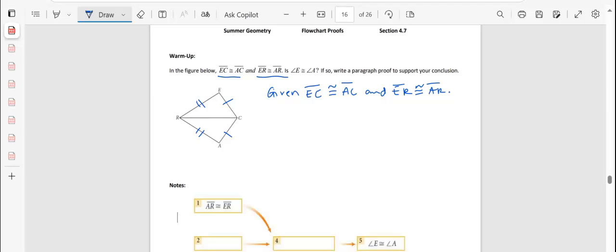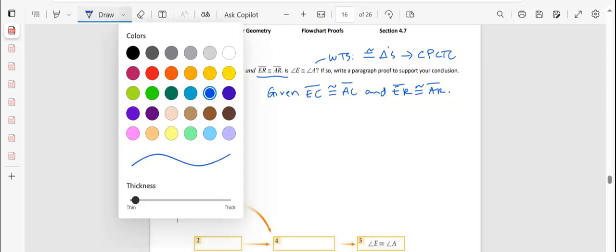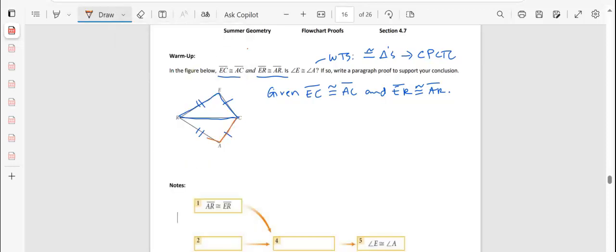Again, to show that angle E is congruent to angle A, what I want to show is that two triangles are congruent. So I want to show congruent triangles. And then after I show congruent triangles, I want to use my CPCTC that we learned in lesson 4.6. In this case, the two triangles are right here. Triangle CER and triangle CAR.